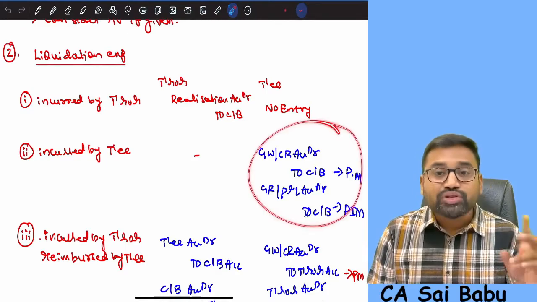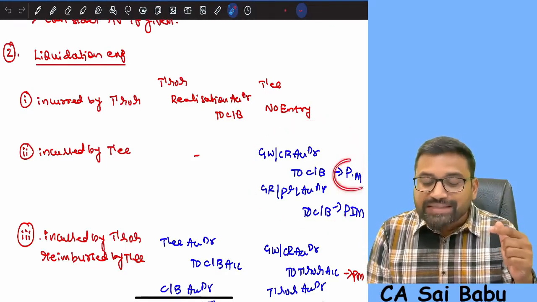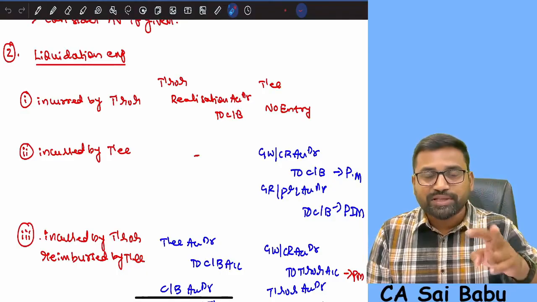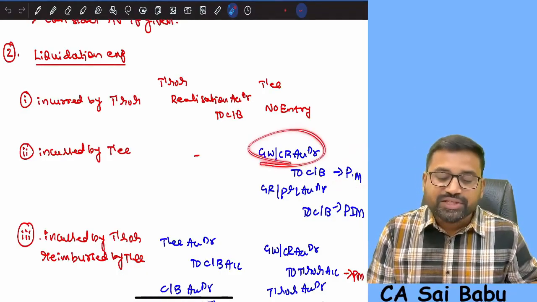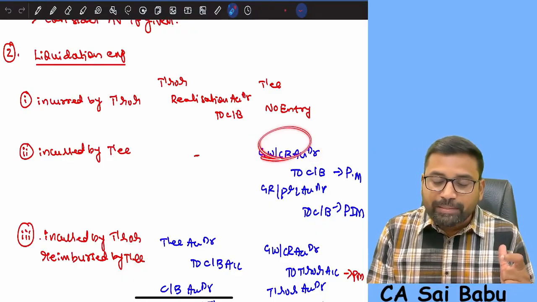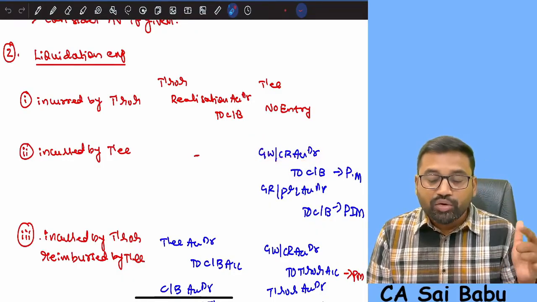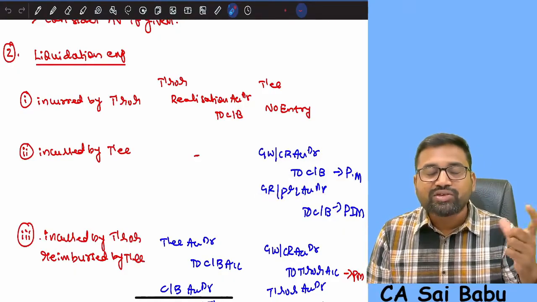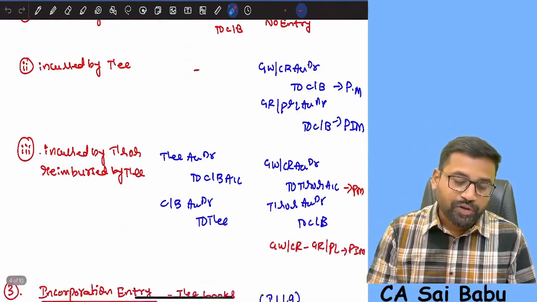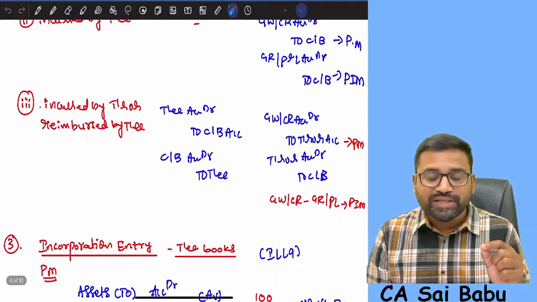In transferee books, what entry will you write? It depends on the purchase method or the pooling of interest method. If it is a purchase method, sir, this expense will be adjusted to goodwill or capital reserve: goodwill or capital reserve to cash or bank. Now, if it is a pooling of interest method, we will adjust it to free reserves. I mean, general reserve or P&L account debit to cash or bank. Now, the third case, the most important case, sir.